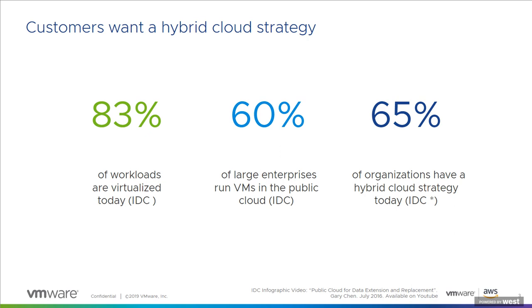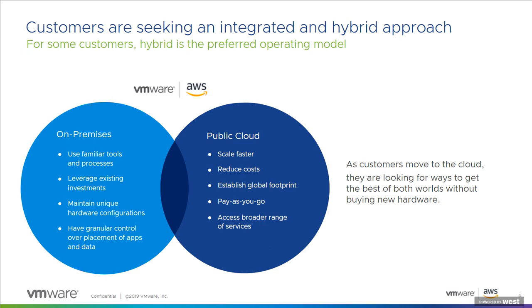And 65% of organizations currently have a hybrid cloud strategy. So they have workloads that will reside on-prem, they have workloads that will reside in public cloud, and they might have a requirement in order to move workloads freely between the two environments. So for many, a hybrid approach is actually the preferred operating model.